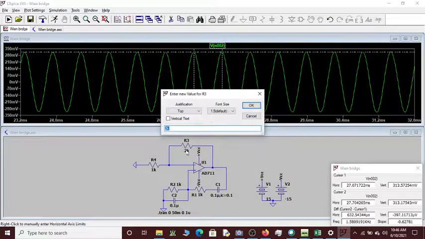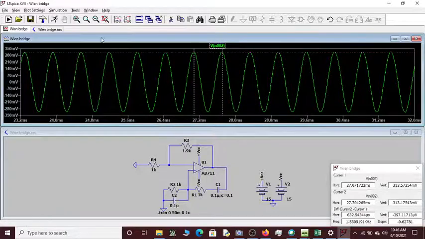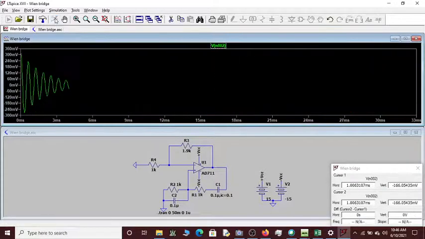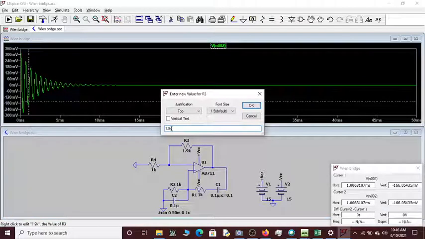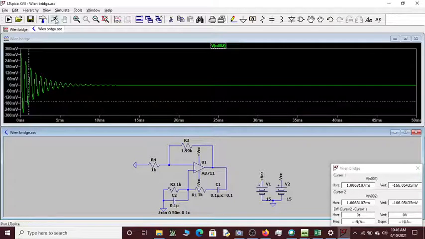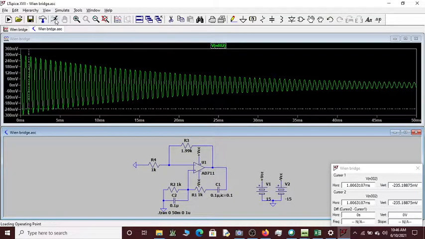Let me try to reduce the gain by setting RF to 1.9K. 1.9K will make my gain 2.9. If I run it, now the poles will come to the left-hand side. You can see it is dying out soon. I can make this 1.99K, and it just dies out very late. Now the poles are just to the left of the s-plane. So the oscillations are dying out since the gain is not equal to 3.